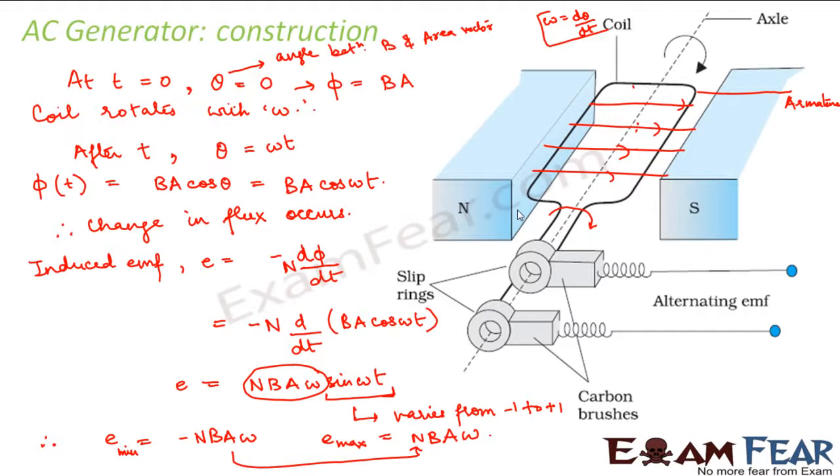Now this external means by which the rod is getting rotated can be anything. Depending upon what that external means is, we have different types of generators, like the nuclear generator, the hydroelectric generator, and the power generator.